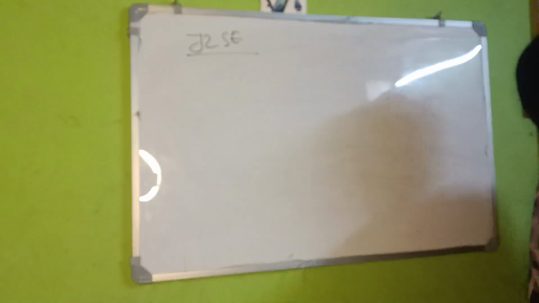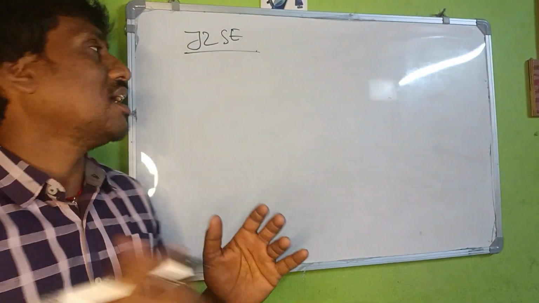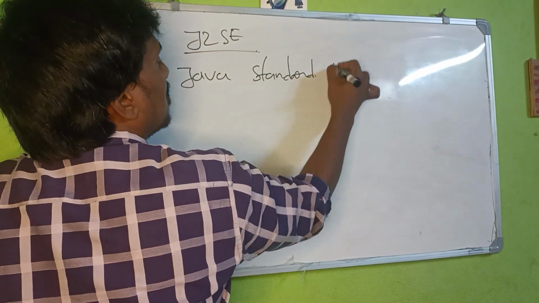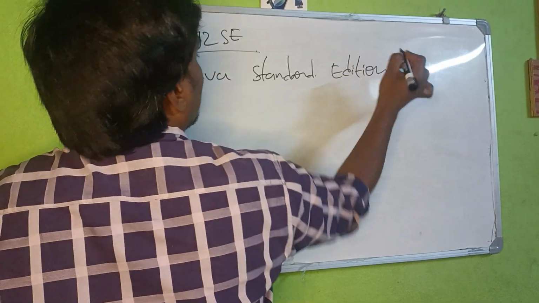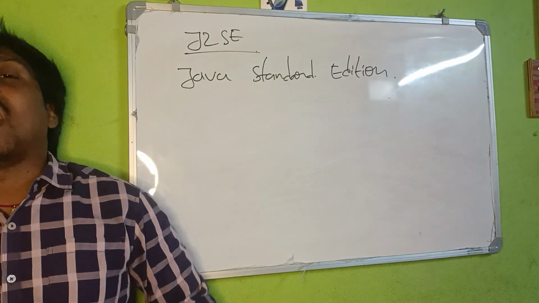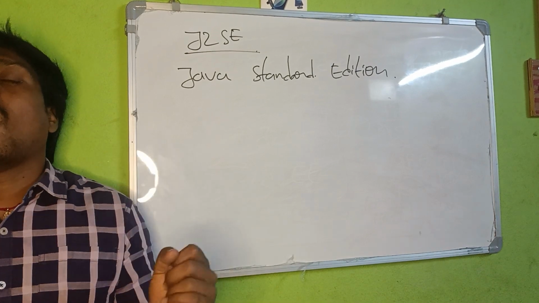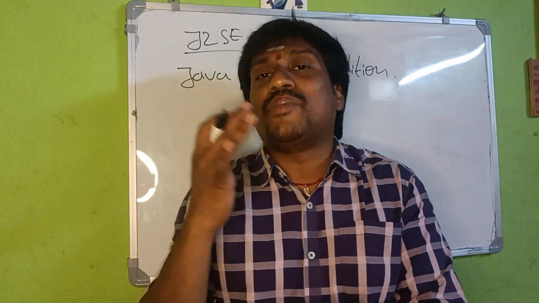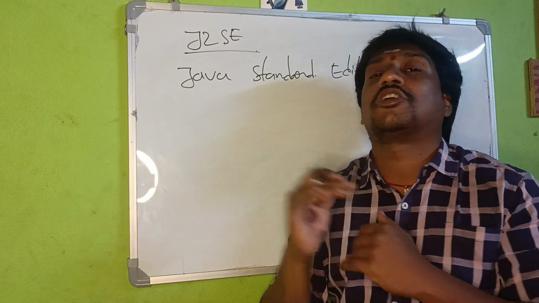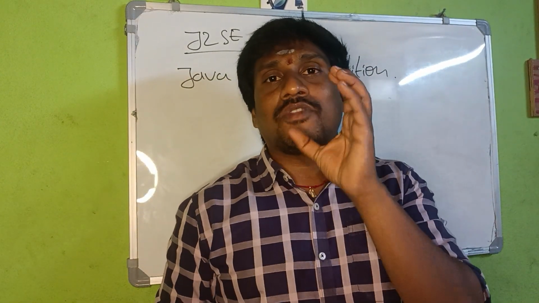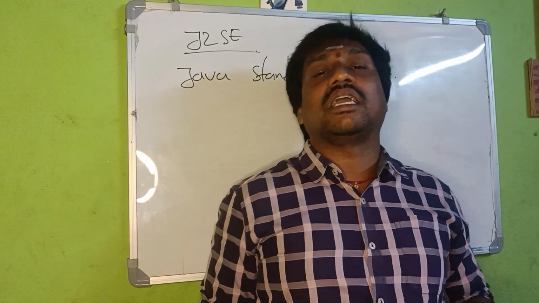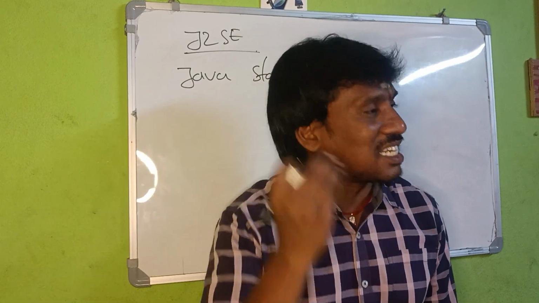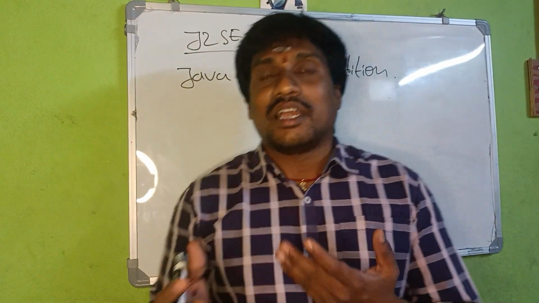J2SE is nothing but the Java Standard Edition. What is meant by Java Standard Edition? We can say it is the bedrock for all the editions which I had written on the board just now. J2SE is one of the key things. If you don't learn J2SE, it is very impossible to learn J2ME and J2EE. Both are Java only, but it was divided like this.